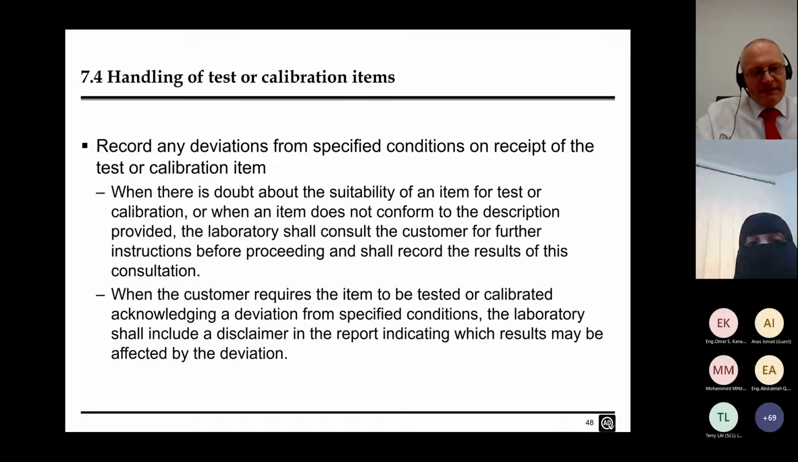So when you have to do this measurement on an item that is in some way not ideal, we have to include a disclaimer in the certificate, in the report, indicating what was wrong with the instrument and which results may be affected by the deviation. It's something that happens occasionally, but it's not something that we come across very often, I think.